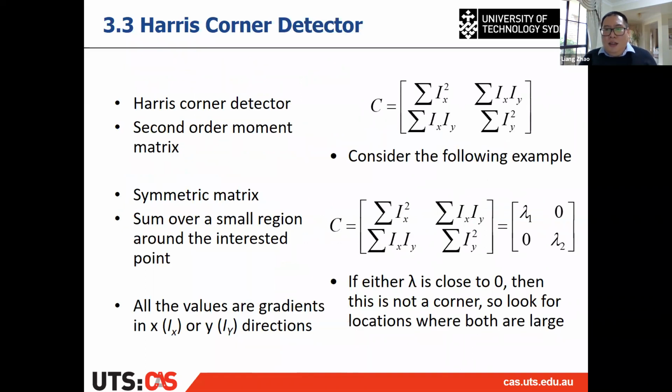Then let me introduce a very traditional, very old, but very commonly used detector, which is called the Harris corner detector. So the Harris corner detector is quite old. I think it was developed in the 1950s or 60s or something. It's super old. It is used when we just have digital images.